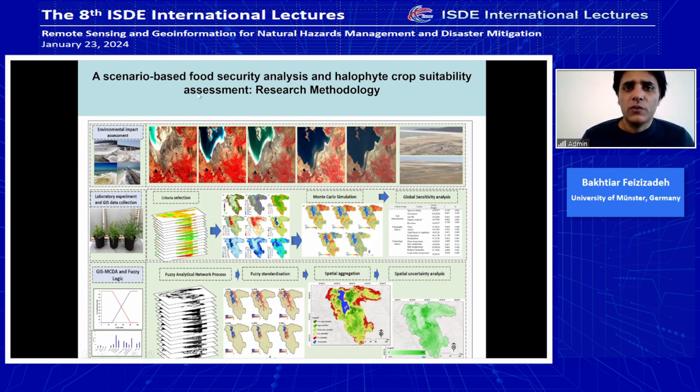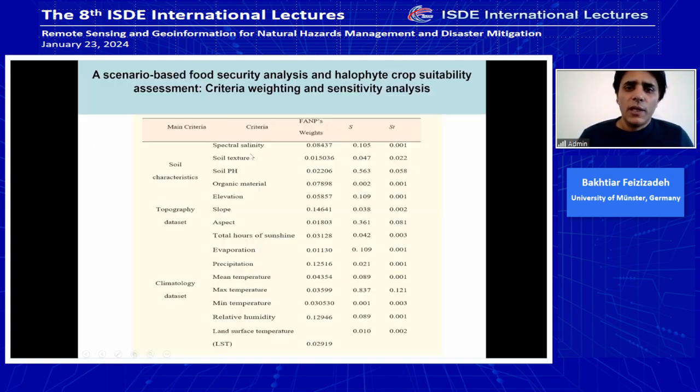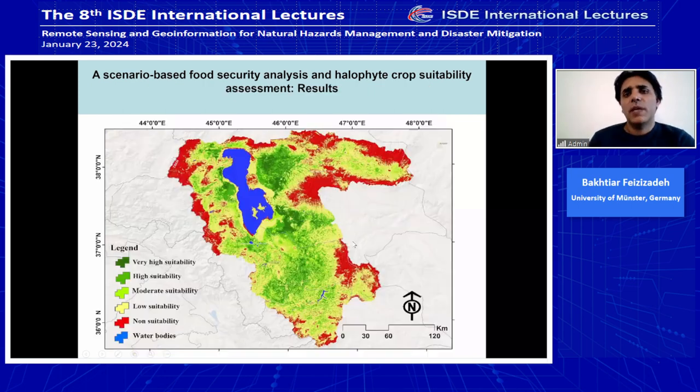So we applied different criteria like elevation, aspect, slope, soil salinity, pH, soil organic material, evaporation, precipitation, humidity, sun hours, and so on. Then you can also see here their criteria weighting, significance assessment based on fuzzy analytical network processing, and then a combination of them as an aggregation function.